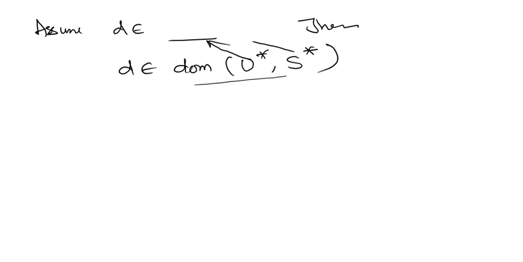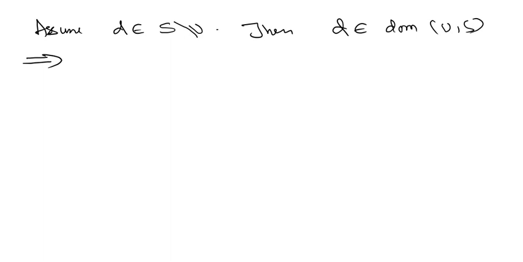Okay, let me write it like this. D is not in U, so we should write it like this. Assume that D belongs to S minus U, an element of S but not in U. Then we have the following: D belongs to the dominion of U in S if and only if D belongs to the dominion of U star in S star.